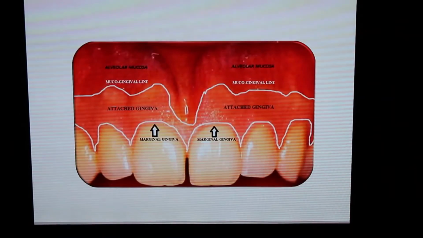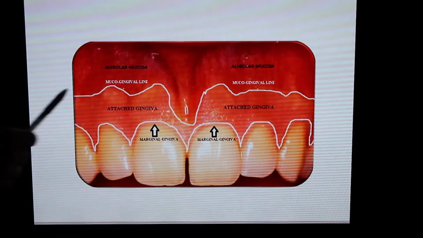Now, after this free gingival groove is attached gingiva. It is that part of gingiva which is firmly attached to the tooth surface and alveolar bone with the help of fibers. What is the function of attached gingiva? It is basically keratinized, and it is also called masticatory mucosa because it bears the load of forces of mastication, tooth brushing, or any other trauma. Since it is keratinized, it will not even bleed easily.